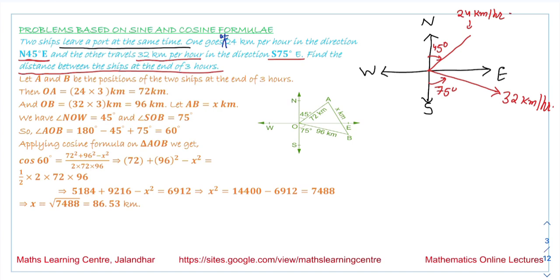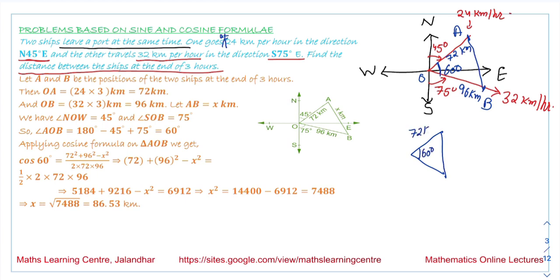So the distance traveled by this ship at the end of 3 hours will be 72 kilometers, and the distance traveled by this ship at the end of 3 hours will be 96 kilometers. Suppose they have reached the points A and B. Now we have to calculate the value of this distance AB. So this angle over here at O, if we measure it, comes out to be 60 degrees. So we are talking about a triangle. This angle we have is 60 degrees.